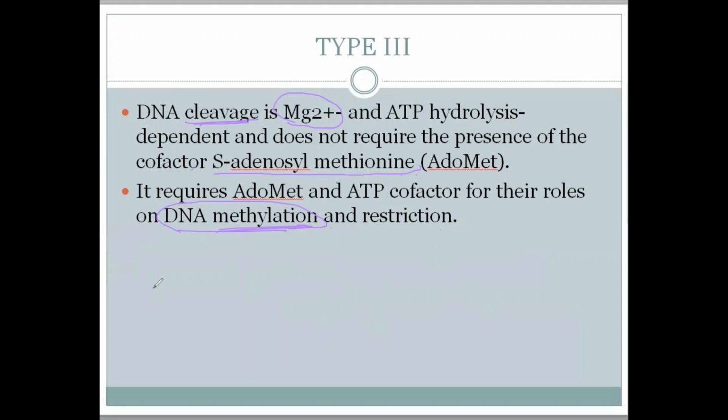As we discussed before, it has two subunits, R and M: R for restriction and M for modification. The M functions as a methyltransferase, and this functions in the presence of S-adenosyl methionine. When I say R, that is restriction. It does not require ATP to be hydrolyzed, meaning no hydrolysis of ATP, and it requires magnesium.